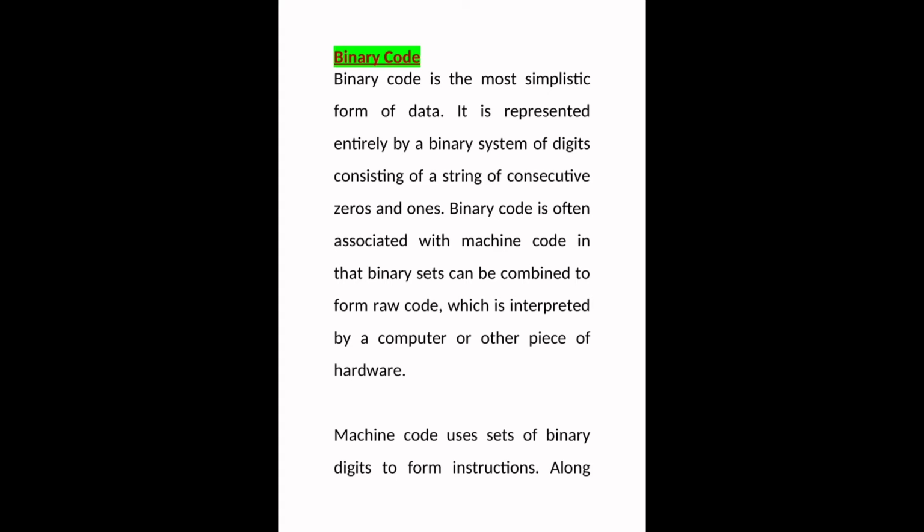Binary code is often associated with machine code, in that binary sets can be combined in the form of raw code for a computer or other piece of hardware. Machine code uses sets of binary digits. Here, machine code means a group of binary code. Binary code includes zeros and ones only, not 2, 3, 4, 5, 6, 7, 8, 9. Humans can understand the programming language and the machine cannot, so there is a language called machine code or binary code.